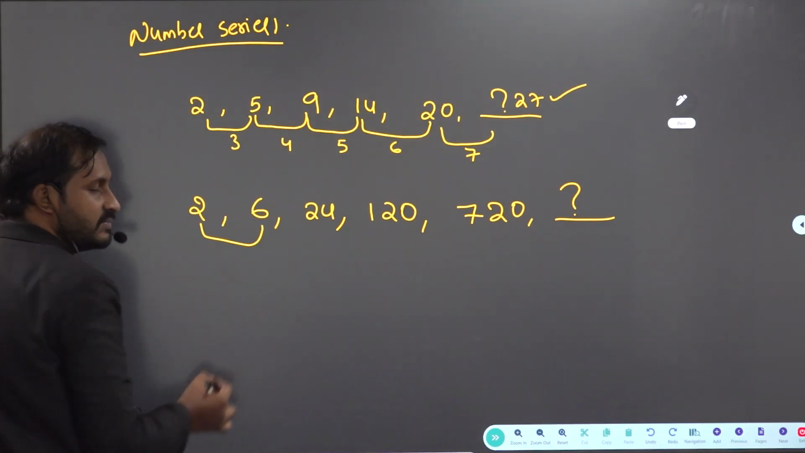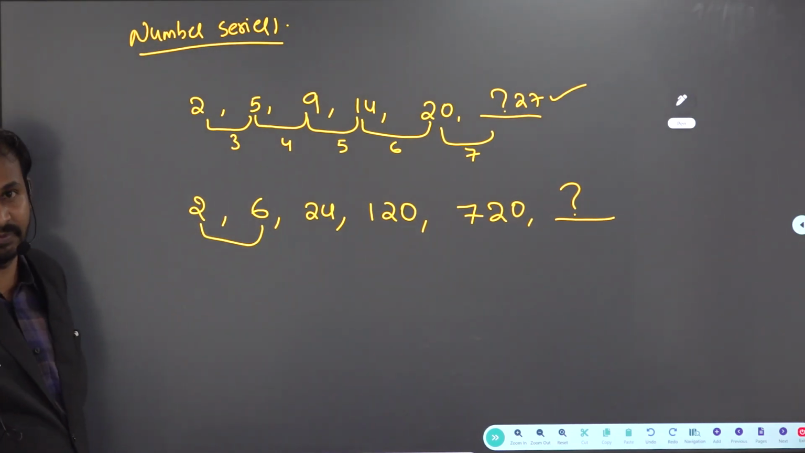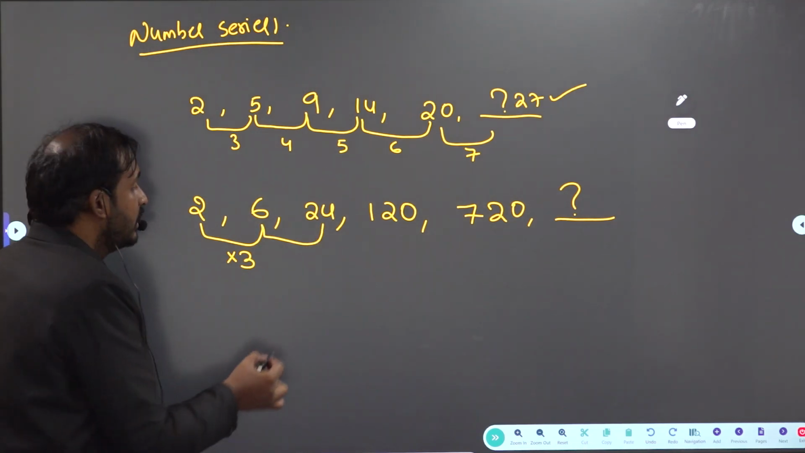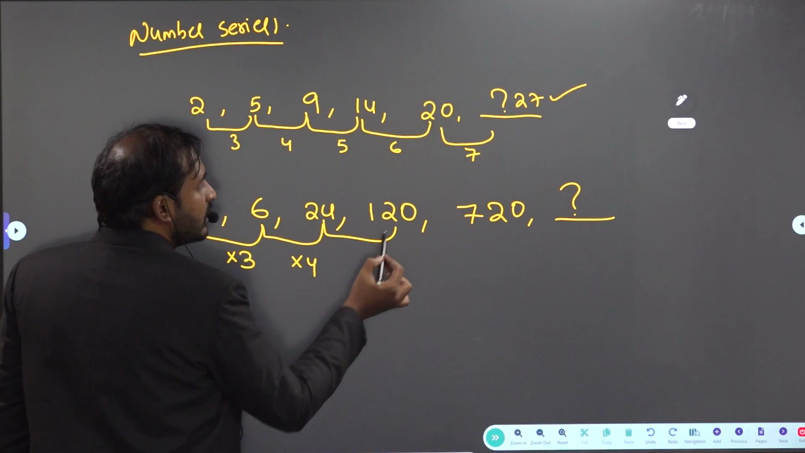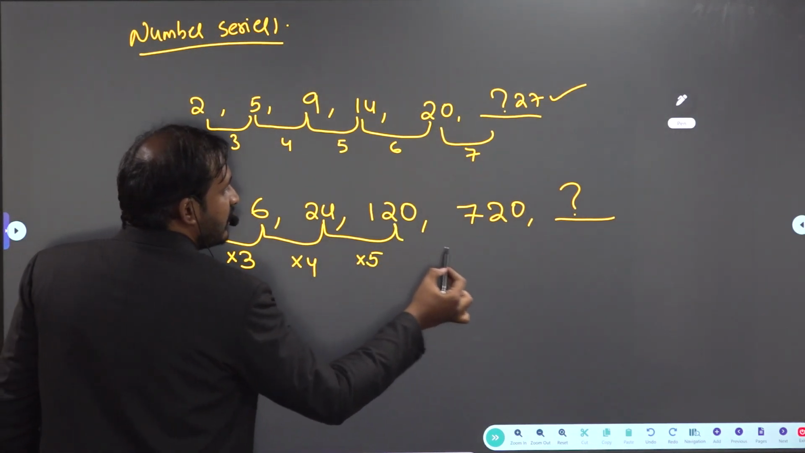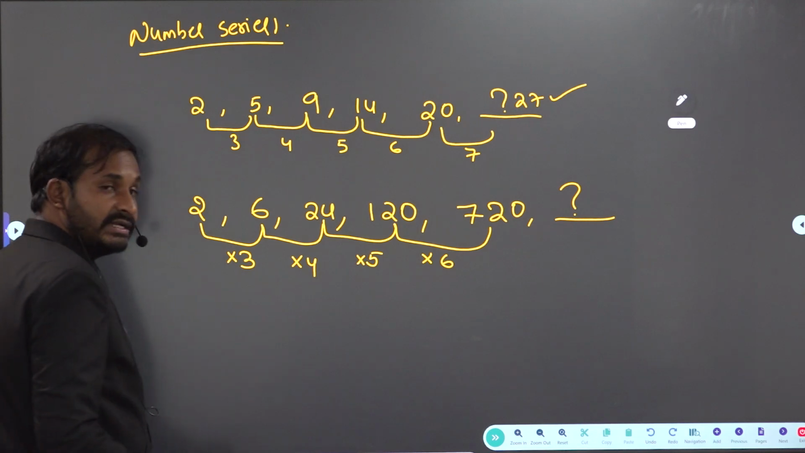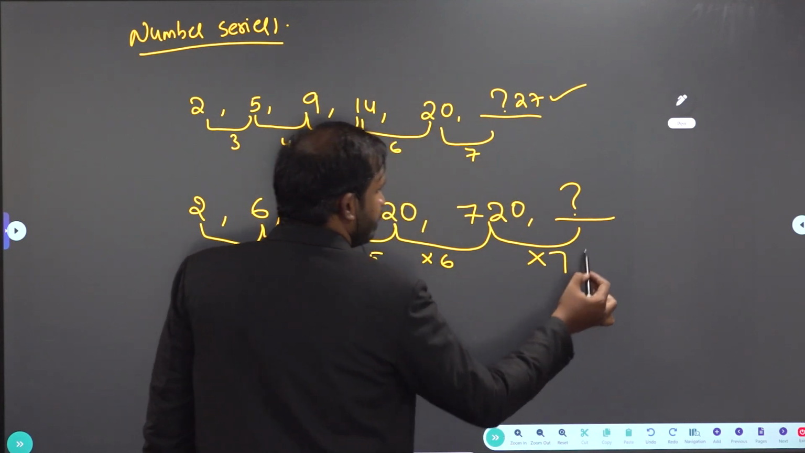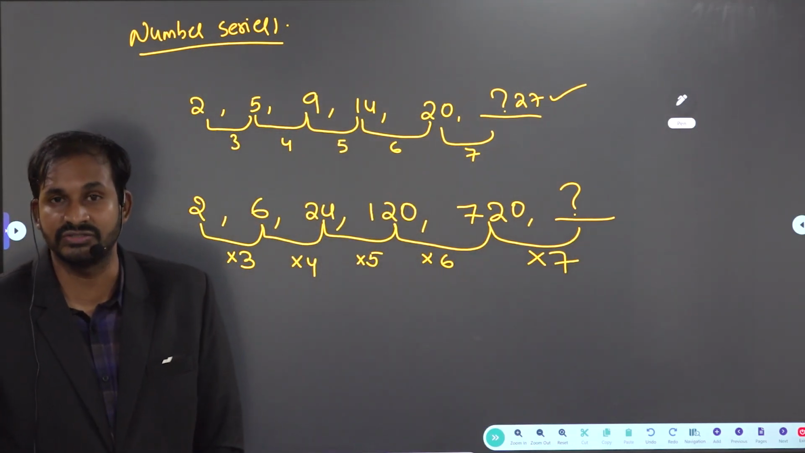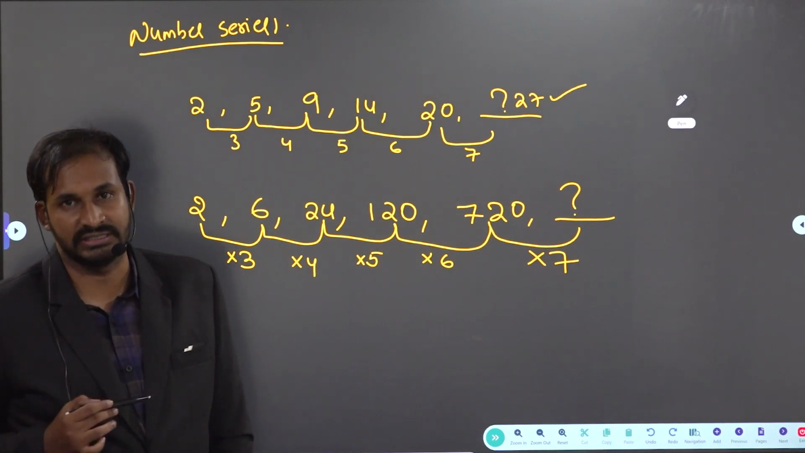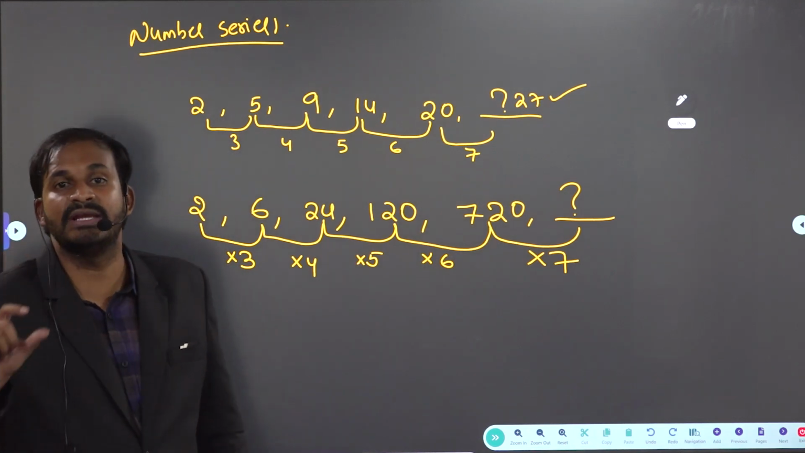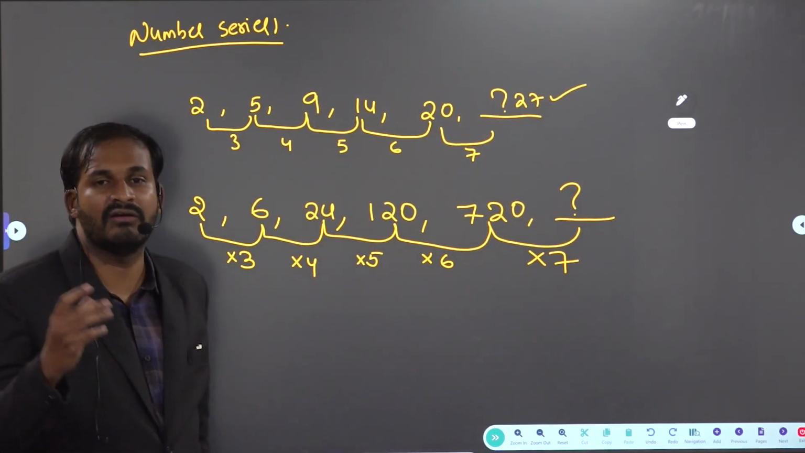Now, how can 2 become 6? In multiplication perspective, not in addition perspective. How can 2 become 6? Into 3. Okay. Now, how can 6 become 24? Into 4. Next, how can 24 become 120? Into 5. Next, 120 to 720, into 6. Right? That means multiplication. Next, I should multiply it with what? 7. Understood, students? In this manner, we should think, and then solve the problem. If the series is progressing slowly, simply write the difference. Easily you will get the idea based on the difference.